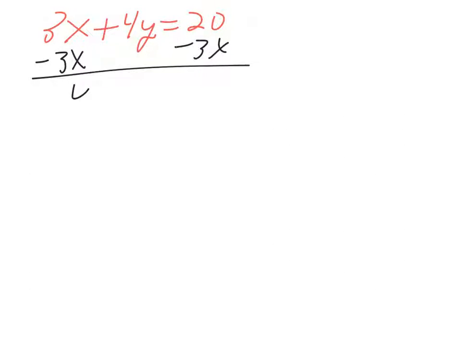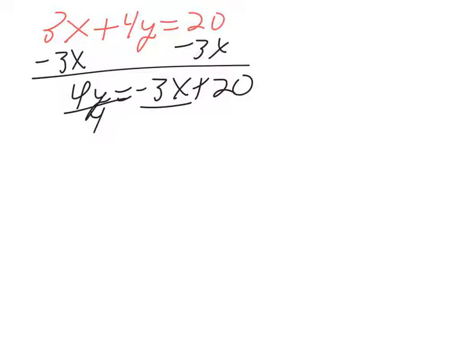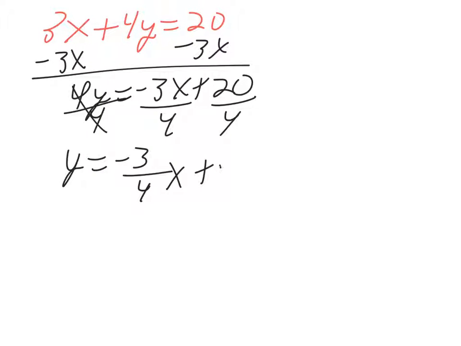Let's say we have 3x plus 4y equals 20. From the very first slide I said you have to have it solved for y. So minus 3x from both sides: 4y equals negative 3x plus 20. Divide by 4, divide by 4, so y equals negative 3/4 x plus 5.